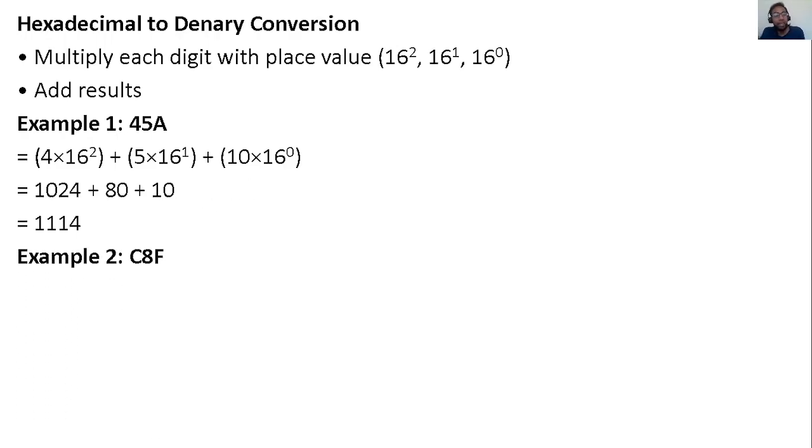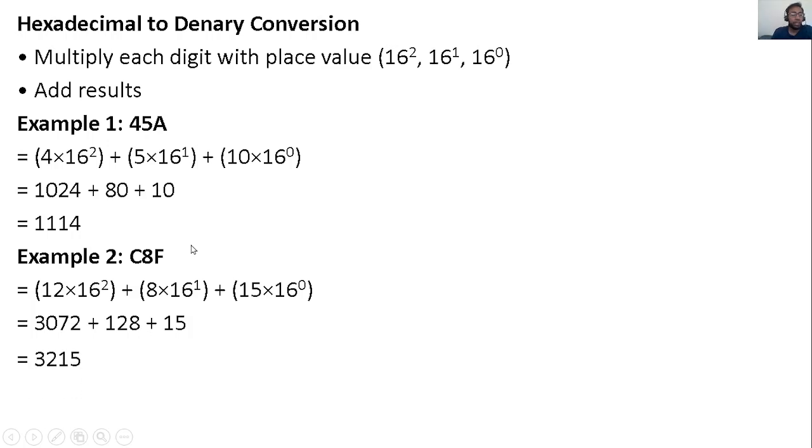Next value is C8F. What you do, the value of C is 12, value of F is 15, 8 will be as is 8. You multiply them by 16 and you can see the powers are 16 power 0, 16 power 1, 16 power 2. And now you solve it, you will get these values.